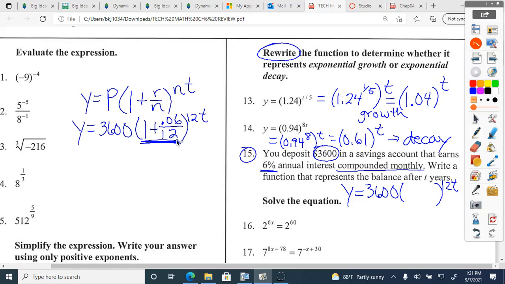Very good. You get 1.005. Now, all it's asking us to do is write the function, so we are finished. That's all you had to write. I got one more answer. Okay? What did you put, 0.06 or just 0.6?